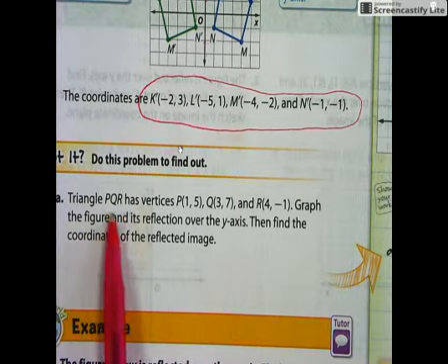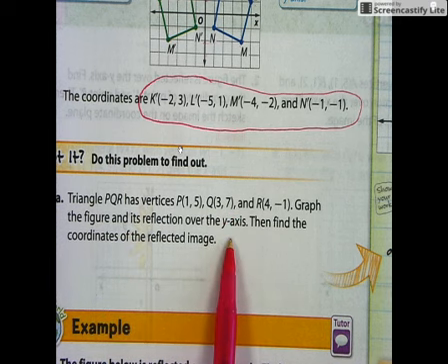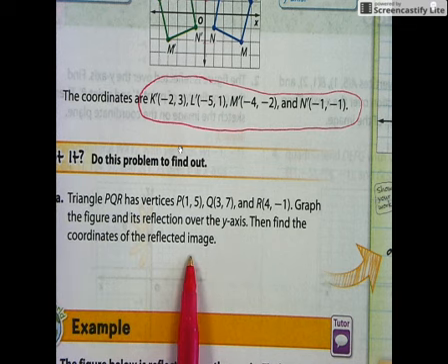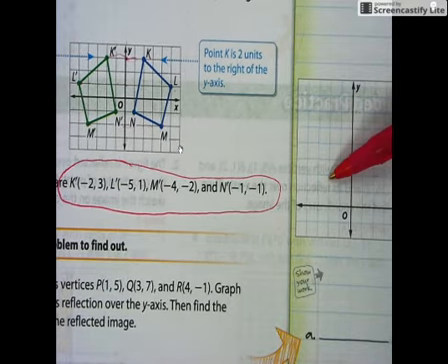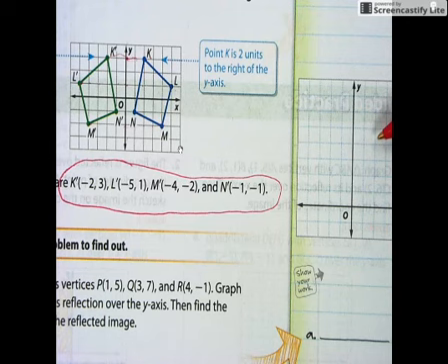It says triangle PQR has these 3 vertices. Graph the figure and its reflection over the y-axis. Then find the coordinates of the reflected image. All right, so if you notice right here on the right-hand side, you have a coordinate plane. We're going to graph these 3 points on this coordinate plane right now.